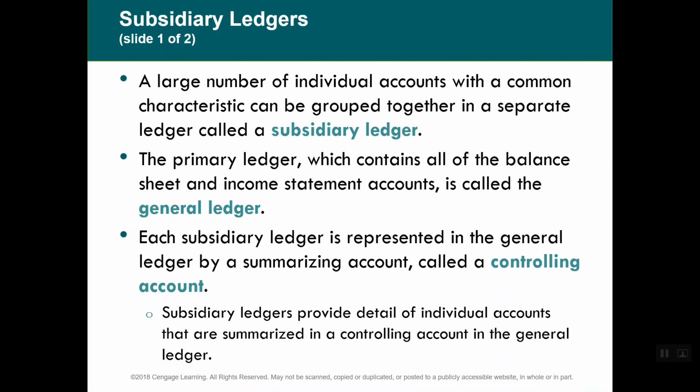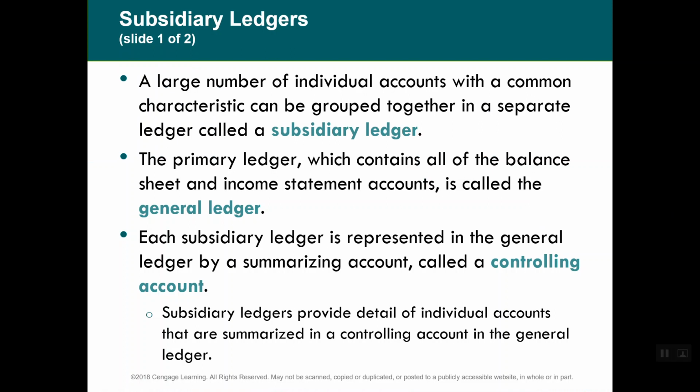into what we call subsidiary ledgers. For example, if you look at the general ledger account for accounts receivable, it might say that we are waiting to receive $200,000 from our customers. So we have a debit balance of $200,000 in that account, but it doesn't tell us who actually owes us that money.